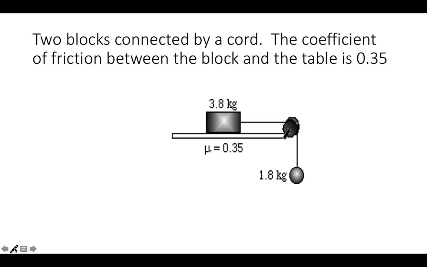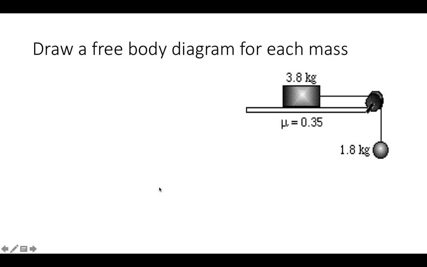So what we have is a mass resting on a table and a free hanging mass attached to that. So they're going to move as a system in the downward direction. And it acts basically the same as the pulley system that we saw before. The only difference is this mass is sitting on a table and there is some friction there. So we're going to start by drawing a free body diagram for each mass.